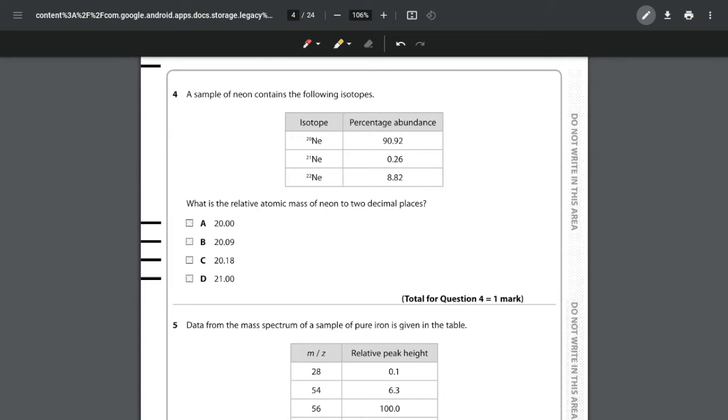For question 4, we have a sample of neon that contains a number of isotopes. So we have neon-20, which is 90.9% abundance, neon-21, 0.26, and neon-22, which is 8.82. And we want to find the relative atomic mass of neon to 2 decimal places. Well, this is actually a GCSE question.